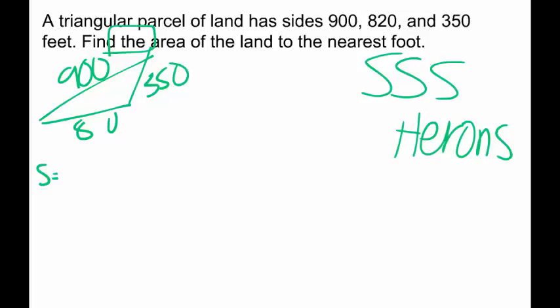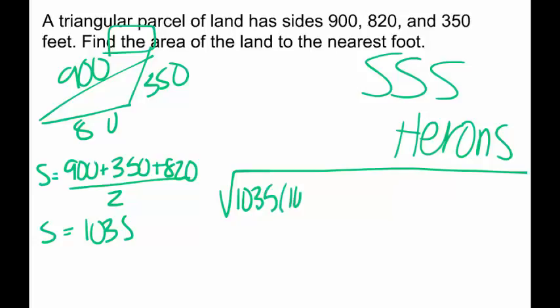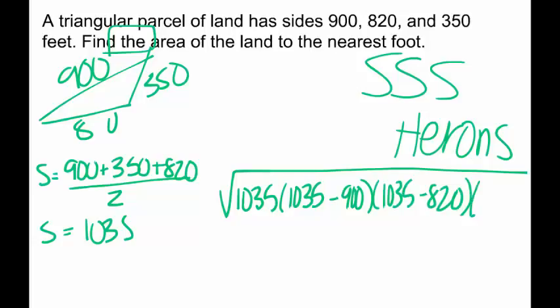S looks like if I do 900 plus 350 plus 820 and divide that by 2, then I get 1035. So I need to plug that into my calculator. It's going to be a crazy square root, but we can do it. 1035 times 1035 minus 900, times 1035 minus 820, times 1035 minus 350, the last piece.